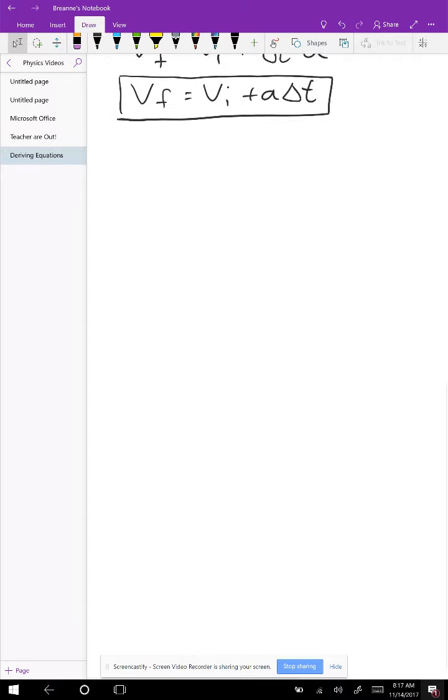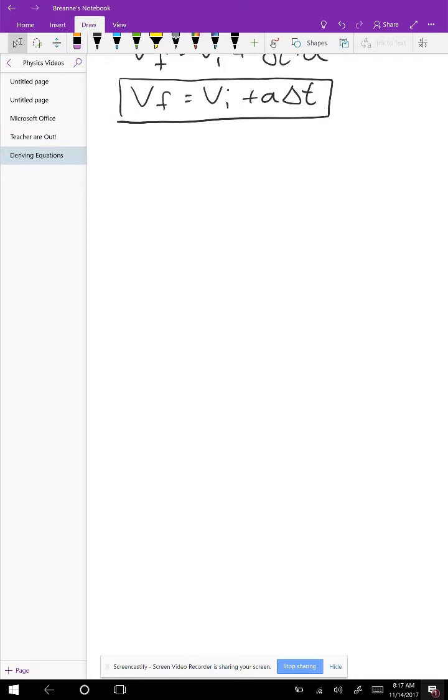Now, for our second equation, like I said, this one's not used a lot. Our second equation is delta x equals 1/2 times V final plus V initial times delta t. Where this one comes from is the area under the curve of a velocity versus time graph.